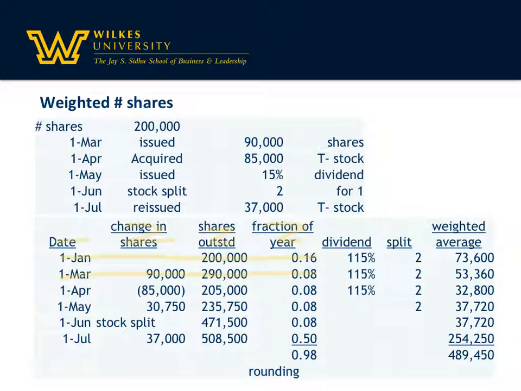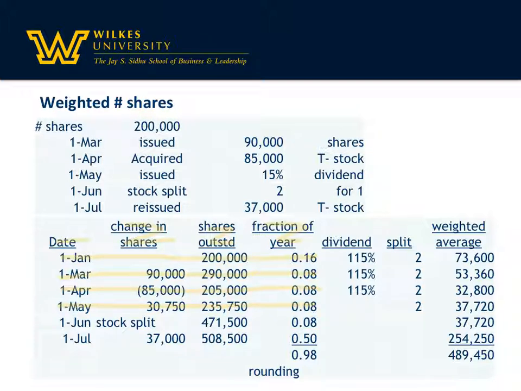On April 1st, we had a purchase of treasury shares, which reduced the number of shares outstanding to 205,000, and that exists for 8% of the year. In May, there was a 15% dividend. So, of the outstanding shares, we had another 30,750 shares issued for a number of shares outstanding of 235,750. That existed for a month until things changed.